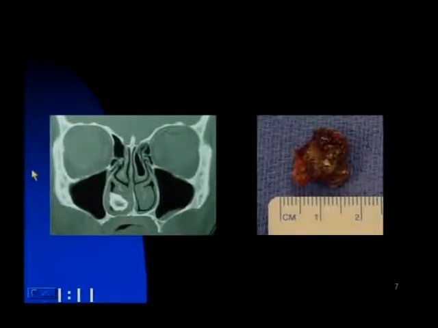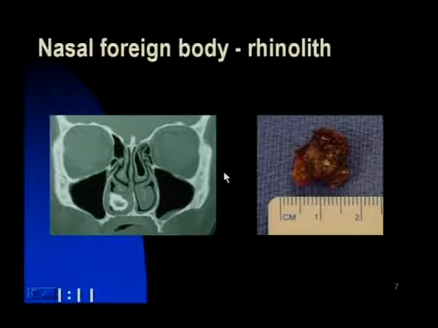Coronal CT through the airway and through the sinuses. Please note here on the left this calcific density, which has been removed pathologically, and this is just secretions which have calcified over time and become a rhinolith. Sometimes there is a nidus for formation, and sometimes kids will just stick things up their nose. Anybody who has a small child will know that.